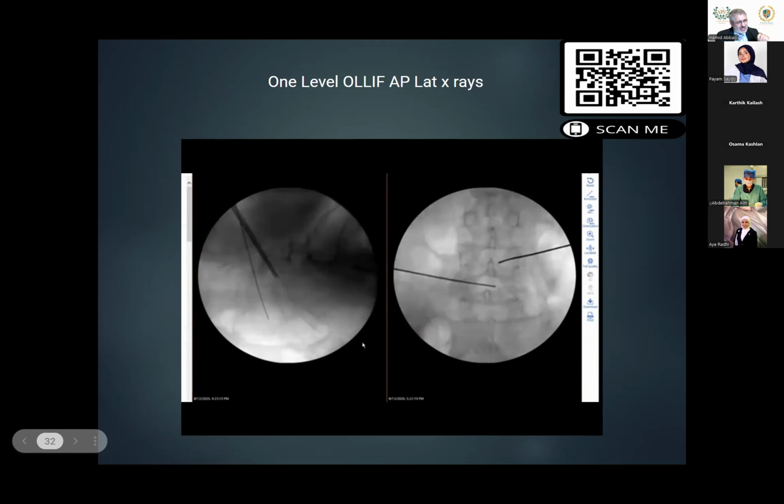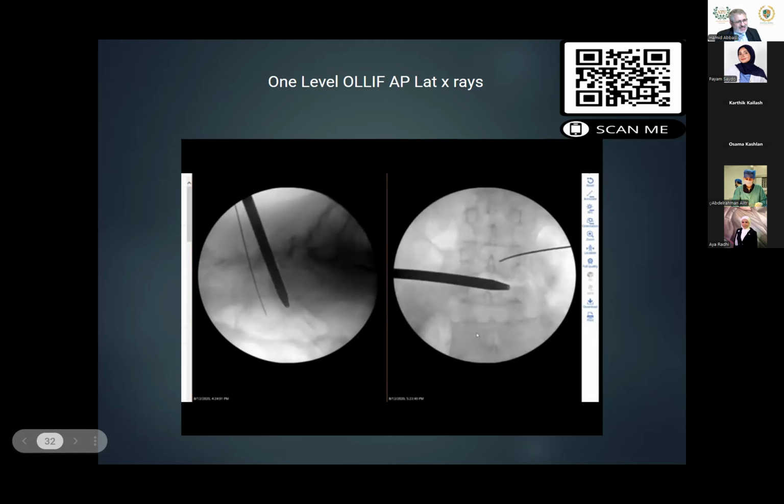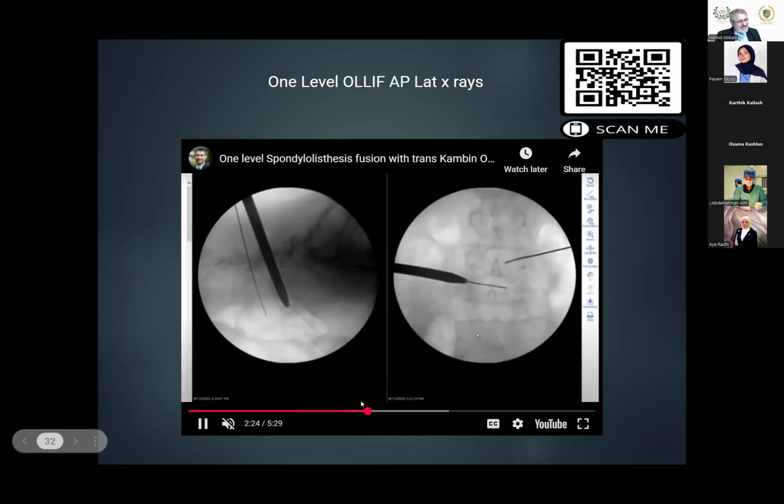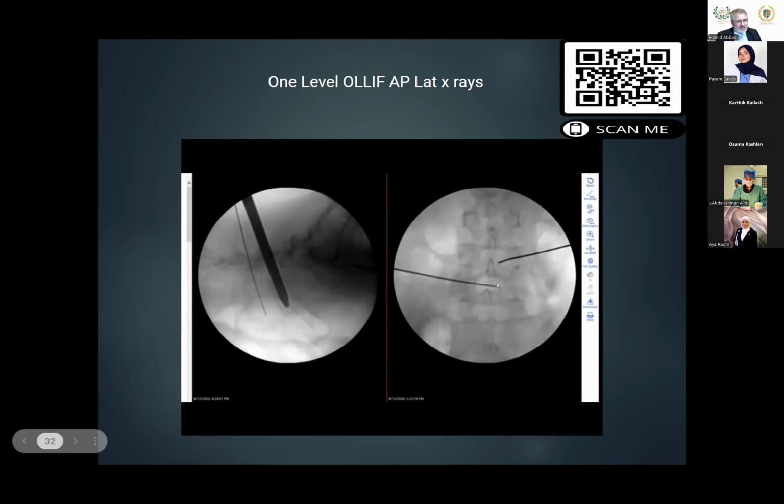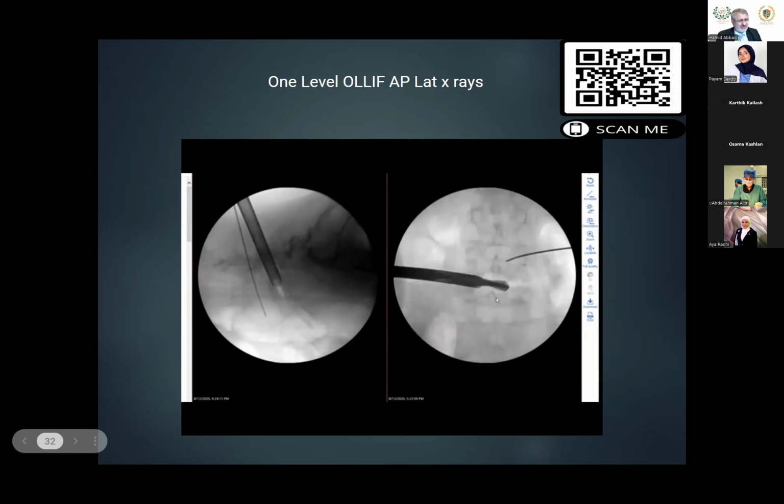We go to the Kambin triangle and then literally dilate it. If you see the anatomy change right there, that's what I call physiologic decompression. We published a paper about it. And then we put a tube in, 8 millimeter inside, 10 millimeter outside. There are very specialized tools that are now available to everybody.